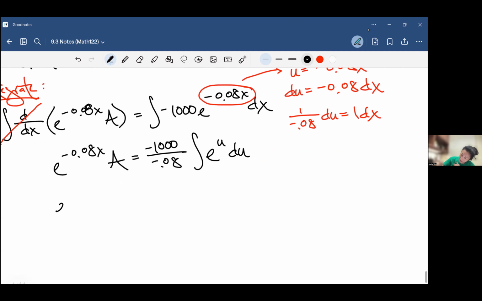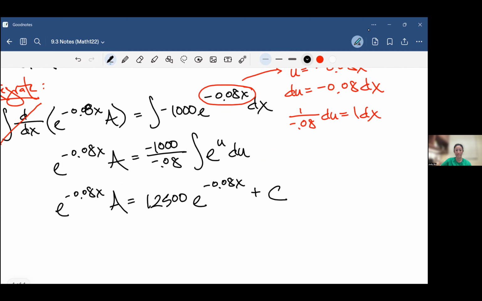All right, e to the negative 0.08x times A is going to be 12,500 e to the u. So let me put that u back in, plus C.